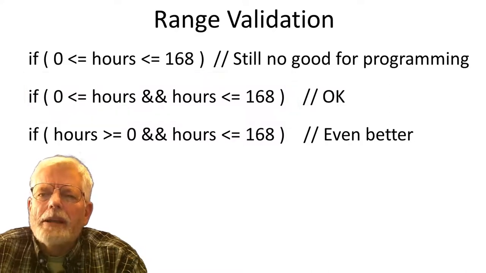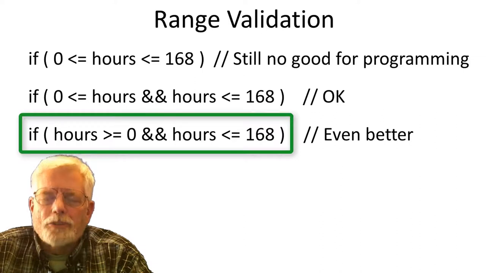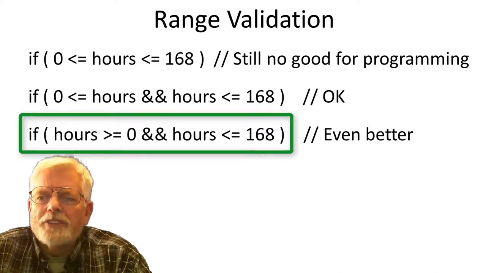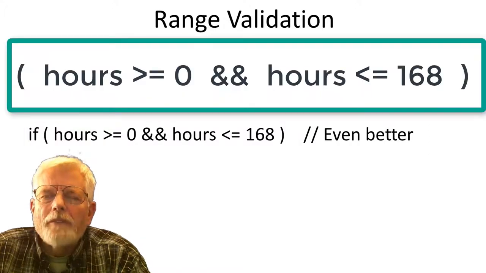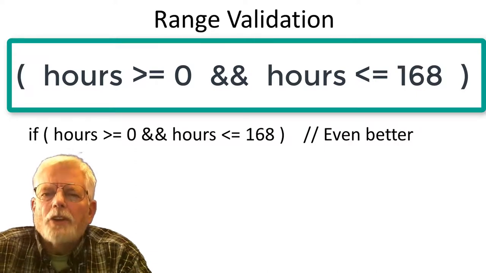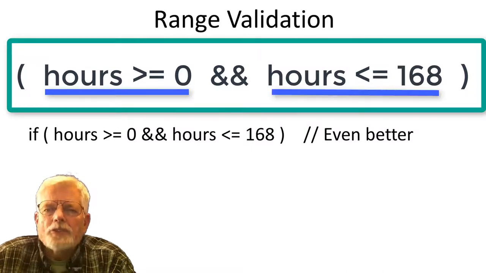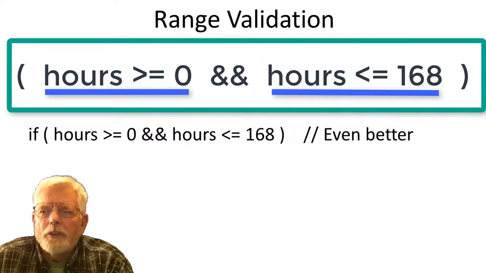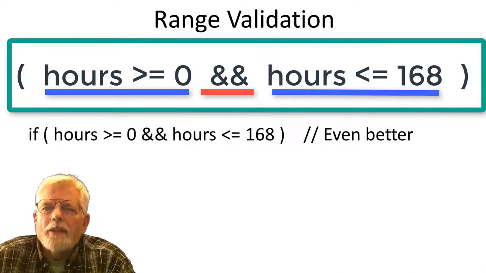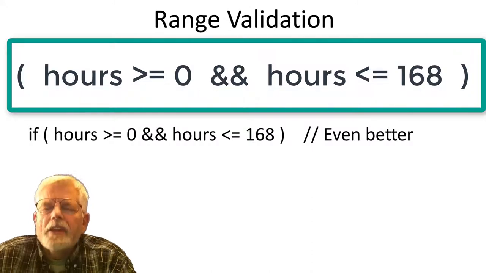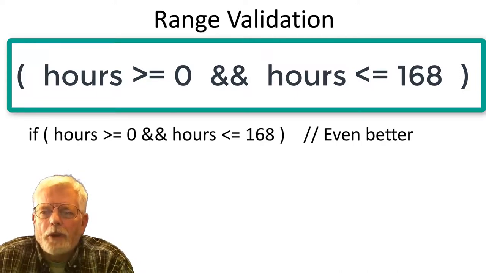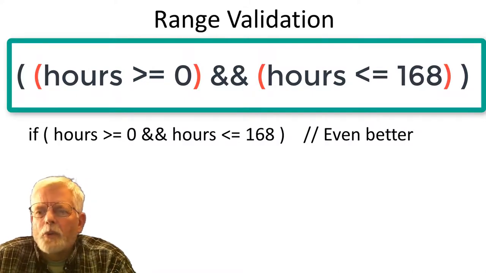Well, that's okay, but it actually might look better if I said if hours is greater than or equal to 0 and hours is less than or equal to 168. That actually looks a little bit better. What we have are two comparison operators and a logical expression. Hours greater than or equal to 0 is one comparison expression, and hours less than or equal to 168 is another comparison expression, combined together with a logical AND. Since the greater than or equal to and less than or equal to operators have higher priority than the AND operator, we don't need to put parentheses around hours greater than or equal to 0, hours less than or equal to 168.